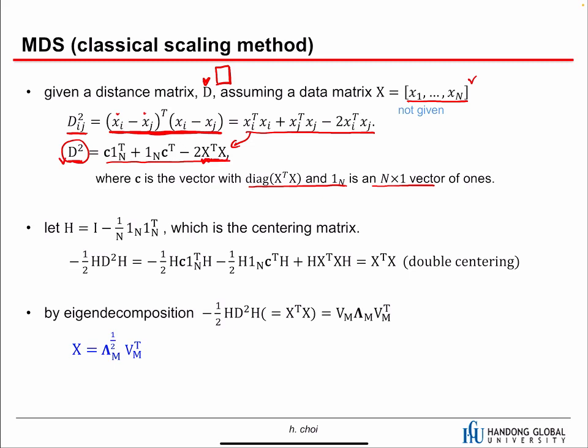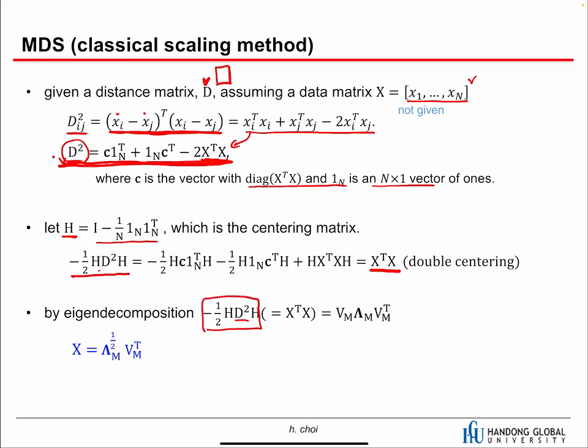And let H be like this. This is a centering matrix. Now we're going to use this equation one more time. We put H on the left side and right side like this, with another constant, minus 1/2. Then when we derive and rearrange the equation, this one will be X transpose X. So here's the deal. Given a distance matrix, we can calculate this one.